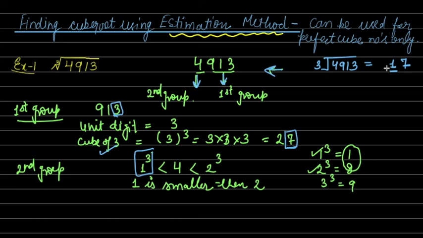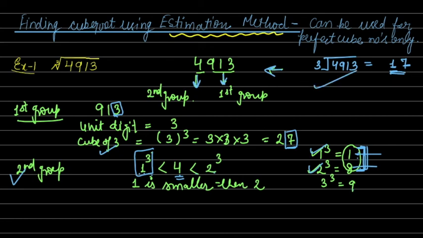I am again repeating the second step. The second group was only 4. You will see that this 4 lies between the cubes of which two numbers. So we will start writing: 1 cube is 1, 2 cube is 8, but 3 cube is 27. But 4 lies between 1 and 8, it means between the cube of 1 and 2. So we have written it here: 1 cube is less than 4 and 4 is less than 2 cube. We will take the smaller number between these two. Smaller is 1, that defines the tens place digit in the cube root of the given number.